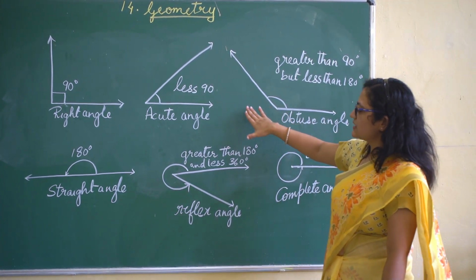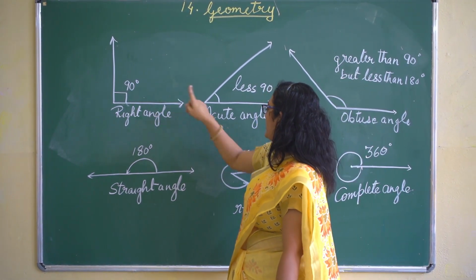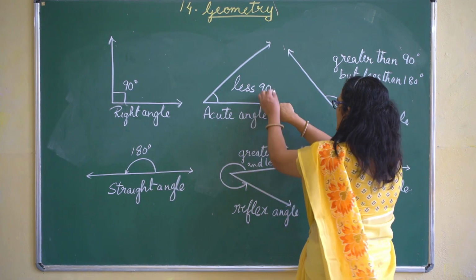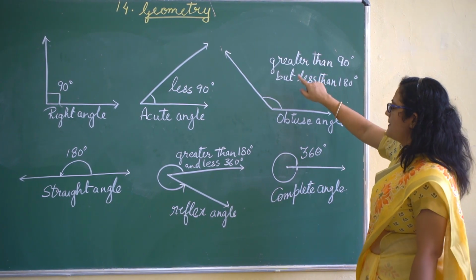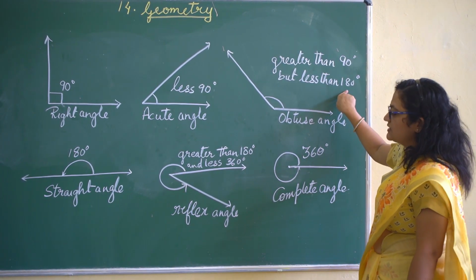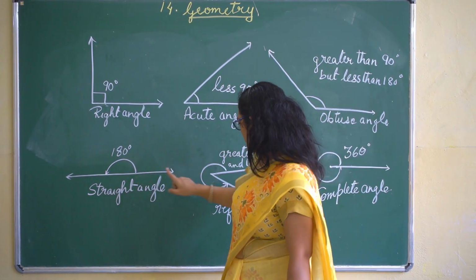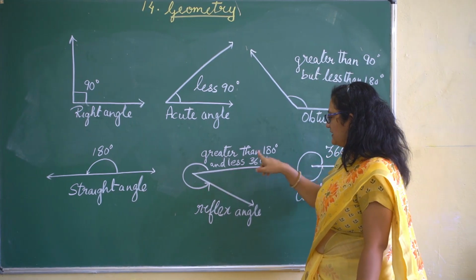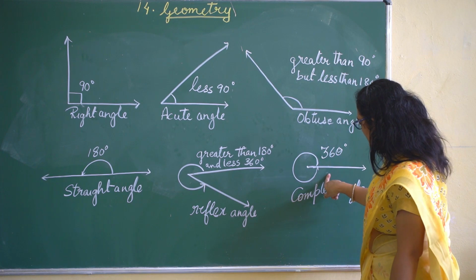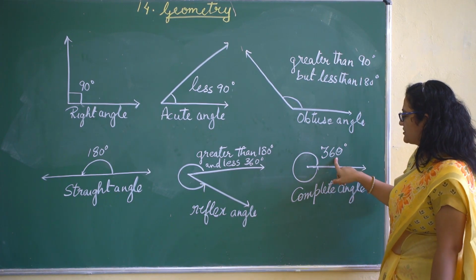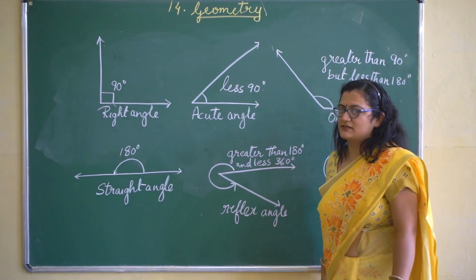So we have studied six types of angles: right angle, whose measure is 90 degrees; acute angle, whose measure is less than 90 degrees; obtuse angle, whose measure is greater than 90 degrees but less than 180 degrees; straight angle, whose measure is 180 degrees; reflex angle, whose measure is greater than 180 degrees but less than 360 degrees; and last is the complete angle, whose measure is 360 degrees. These are different types of angles.